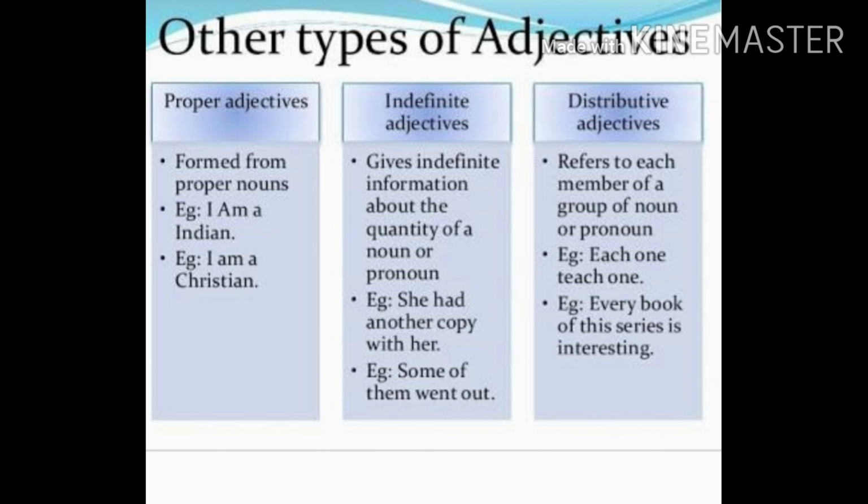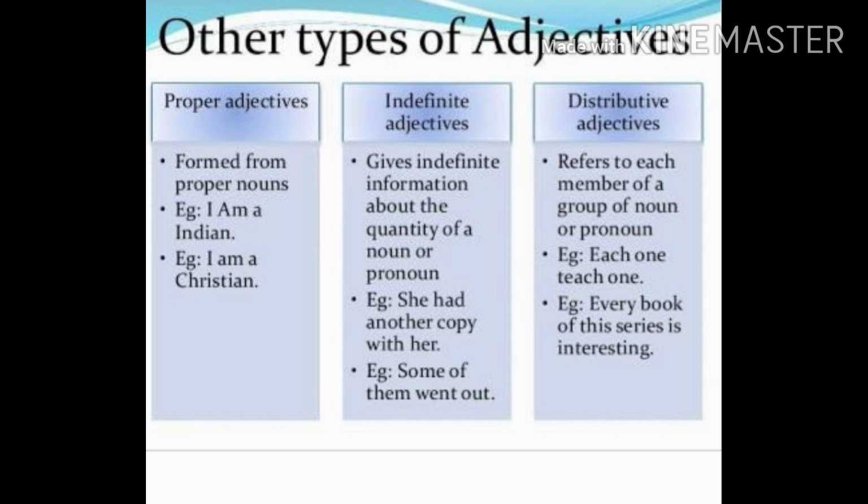There are some other types of adjectives also, like proper adjectives. Proper adjectives are formed from proper nouns, from the names of geographical places like countries, continents, states, etc. Examples: I am an Indian, I am a Christian, Chinese toys, Italian food, etc.